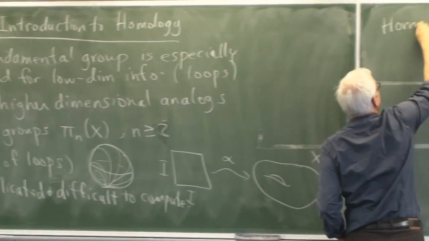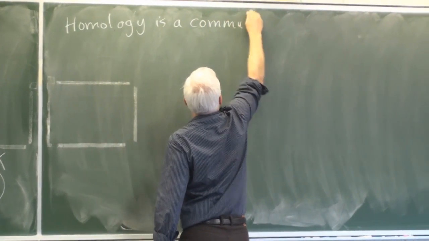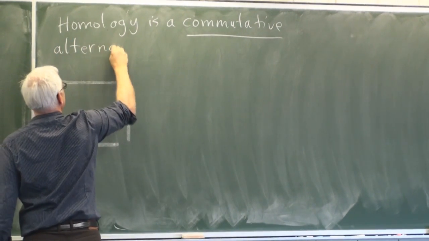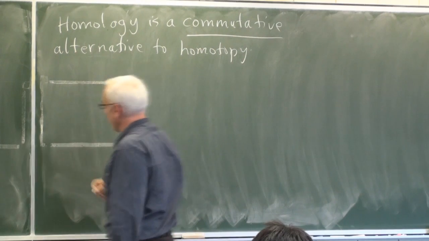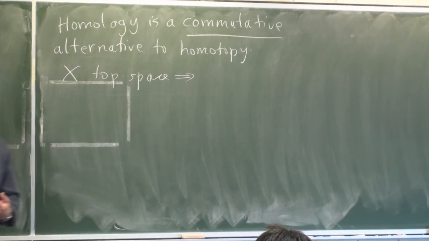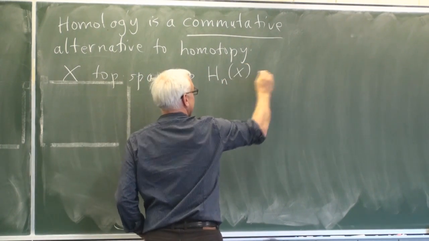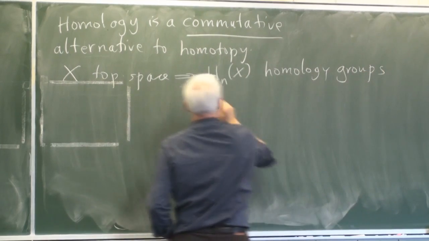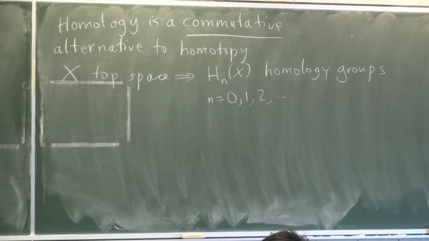So homology is a commutative alternative to homotopy. So for a topological space X, what we are going to do is cook up various groups called homology groups, H n of X. These are going to be the homology groups going from n equals 0, 1, 2, and so on. And these are all going to be commutative groups.